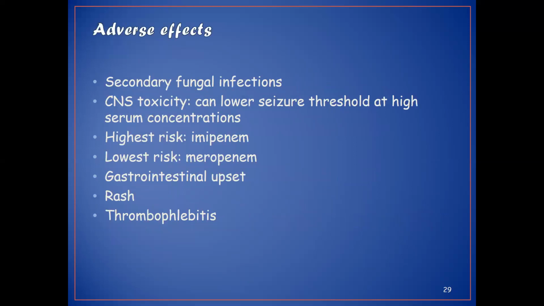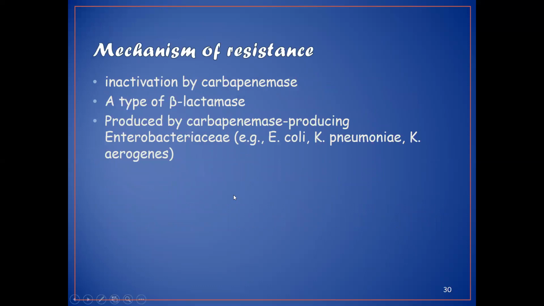Adverse effects include secondary fungal infection and CNS toxicity, which can lead to a lowered seizure threshold at high serum concentrations. The highest risk is with imipenem and the lowest risk is with meropenem. Also GI upset, rash, and thrombophlebitis. The mechanism of resistance is that they can be inactivated by carbapenemases, a type of beta-lactamase. It's produced by carbapenemase-producing Enterobacteriaceae, such as E. coli, Klebsiella pneumoniae, and K. aerogenes. So that's all about beta-lactam antibiotics. Thank you.